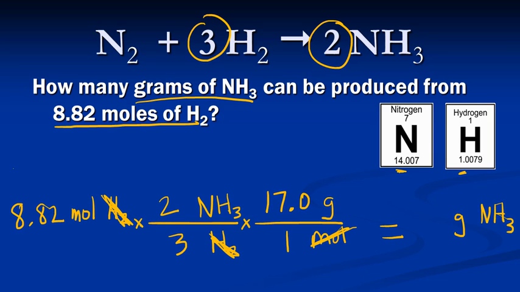So we're going to cancel moles top and bottom. And now we just have some arithmetic to do. 8.82 times 2 times 17.0 divided by 3 gives us our answer, which is very close to 100, about 100 grams of ammonia. So hopefully after watching this video, you're familiar with this 3-step process, which is called stoichiometry. This is being able to use a balanced chemical equation to determine how much of a reactant or a product can be expected from one of the other reactants or products.